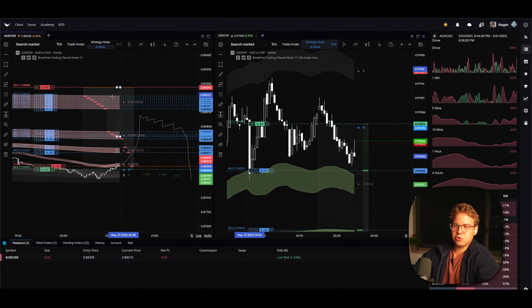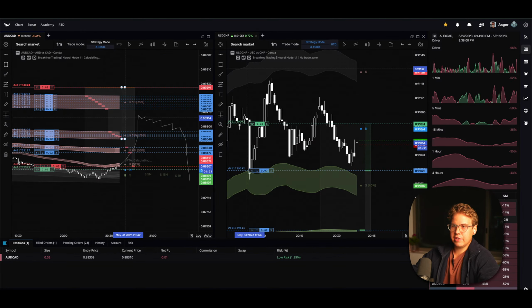You won't get this too much, but when it comes, it's really important that you capture the move down here, even if it doesn't get all the way to the 1 hour. It's important that you capture it.